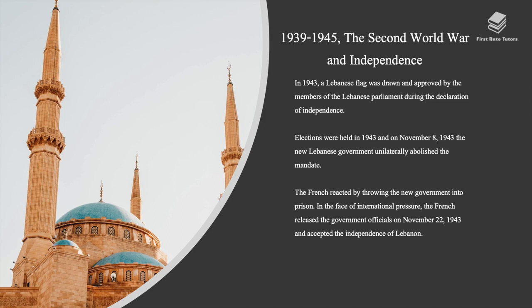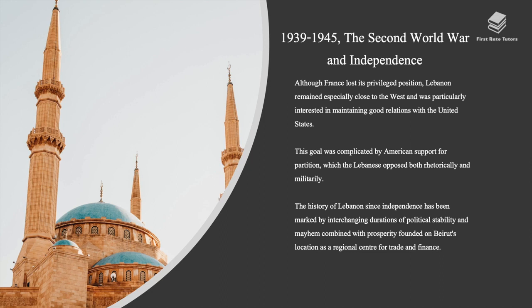The French reacted by throwing the new government into prison. In the face of international pressure, the French released the government officials on November 22, 1943, and accepted the independence of Lebanon. Although France lost its privileged position, Lebanon remained especially close to the West and was particularly interested in maintaining good relations with the United States. This goal was complicated by American support for partition, which the Lebanese opposed both rhetorically and militarily.